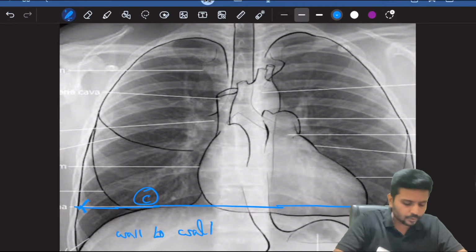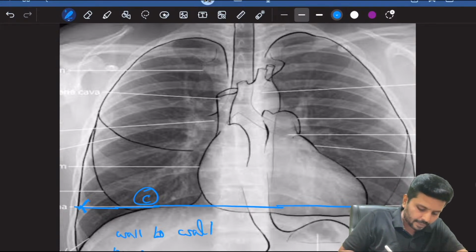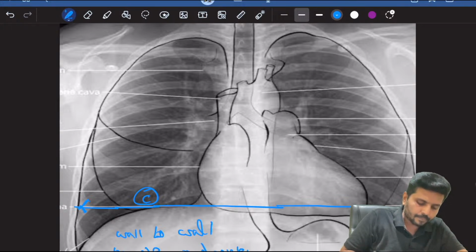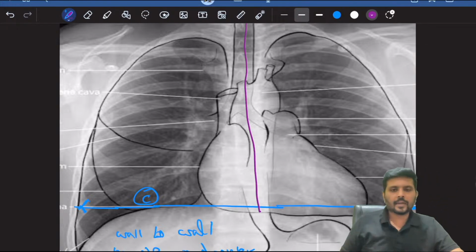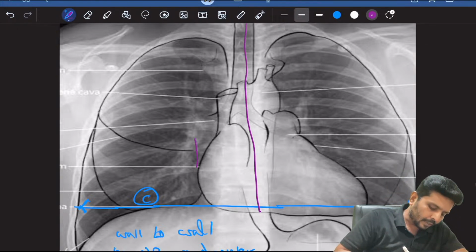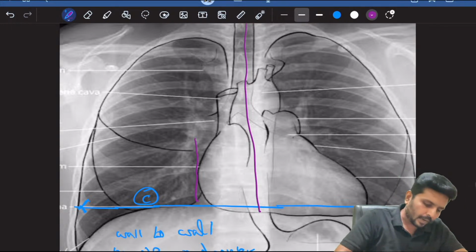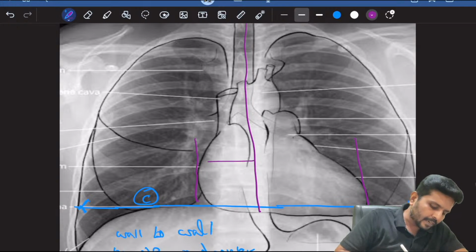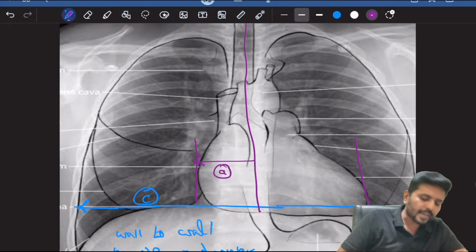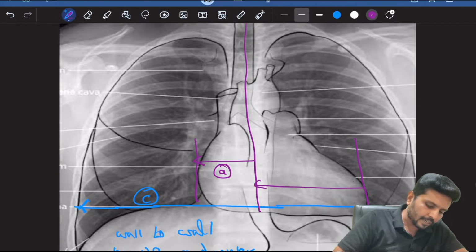So this is called the transthoracic diameter. Then you need to measure your heart size. How to measure your heart size? Draw a mid-sternal line. Draw a line on the outermost right heart border and draw a line on the outermost left heart border. The distance between the mid-sternal line and the outermost right heart border is A, and the distance between the left heart border and the mid-sternal line is called B.